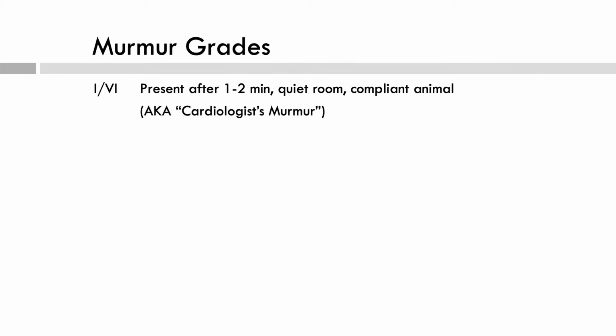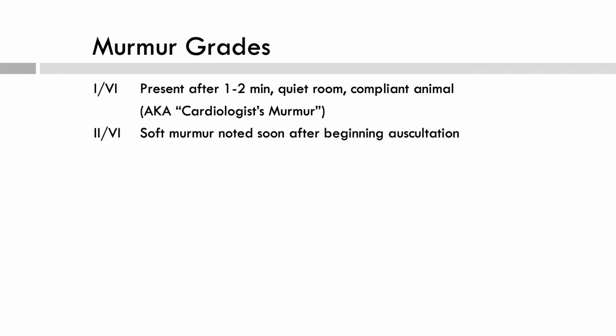We already mentioned murmur grades, and murmurs can be graded 1 through 6. A 1 out of 6 murmur is present after listening to the heart for 1 or 2 minutes in a quiet room with a compliant animal. So this requires listening for some significant period of time if you're going to hear a 1 out of 6 murmur. This may also be known as a cardiologist's murmur.